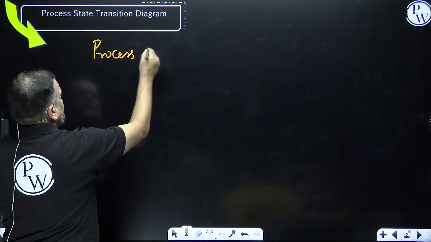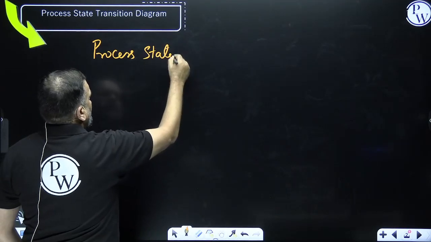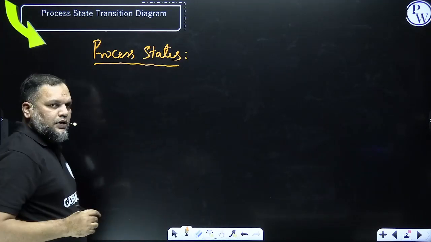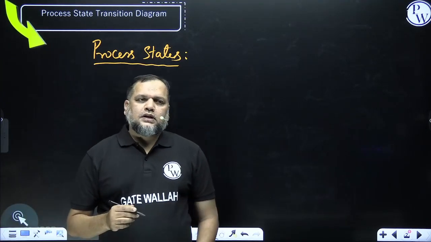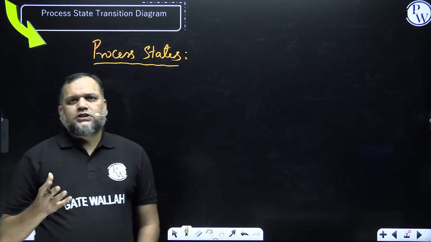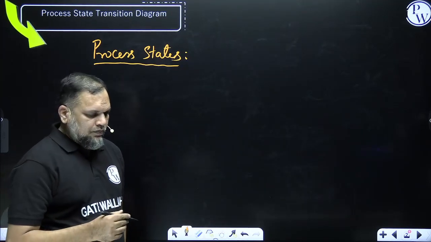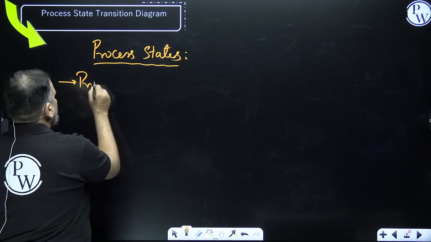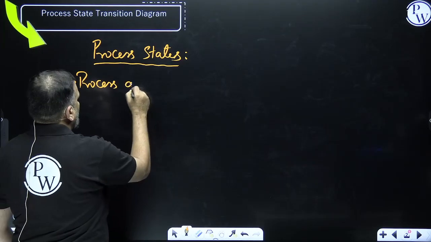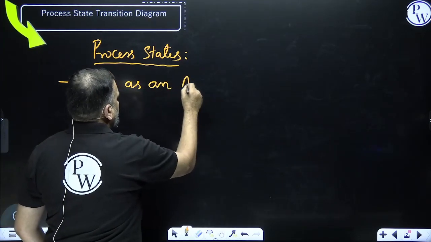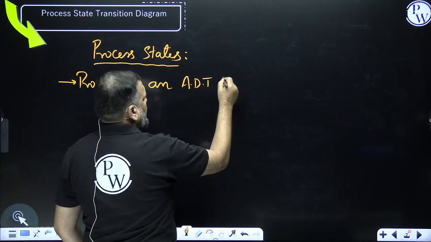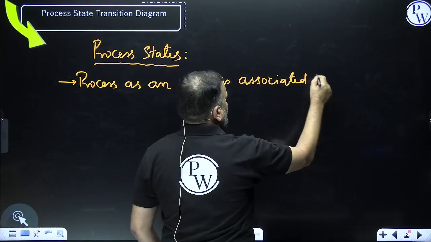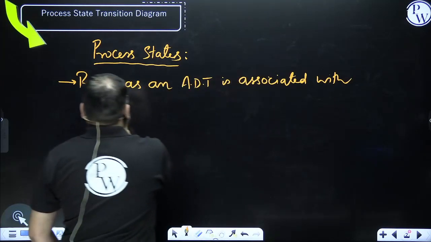Process states. Well, before writing down the different states in which the process can be in during its lifetime, I would like to emphasize that process as such is a program in execution. We know that very well. And process as an ADT, an abstract data type, is associated with several attributes.